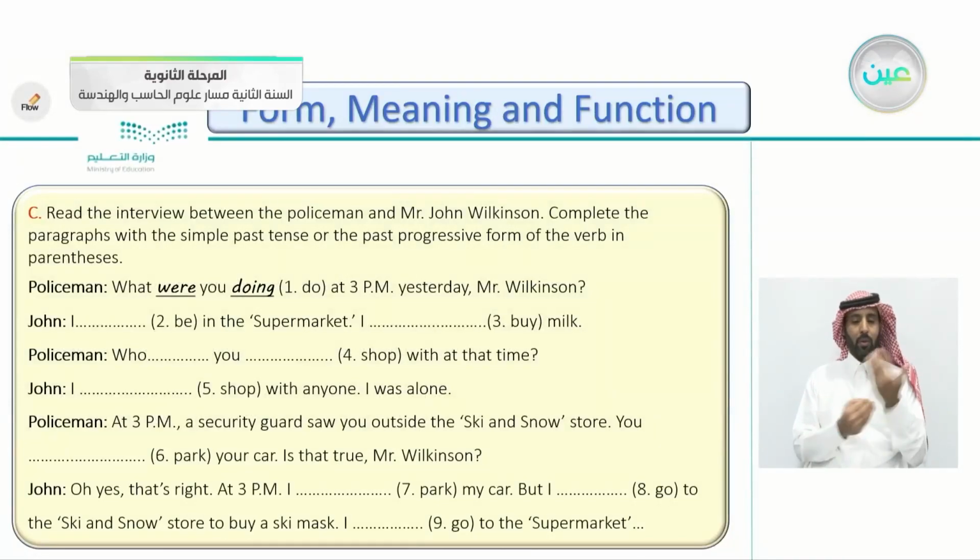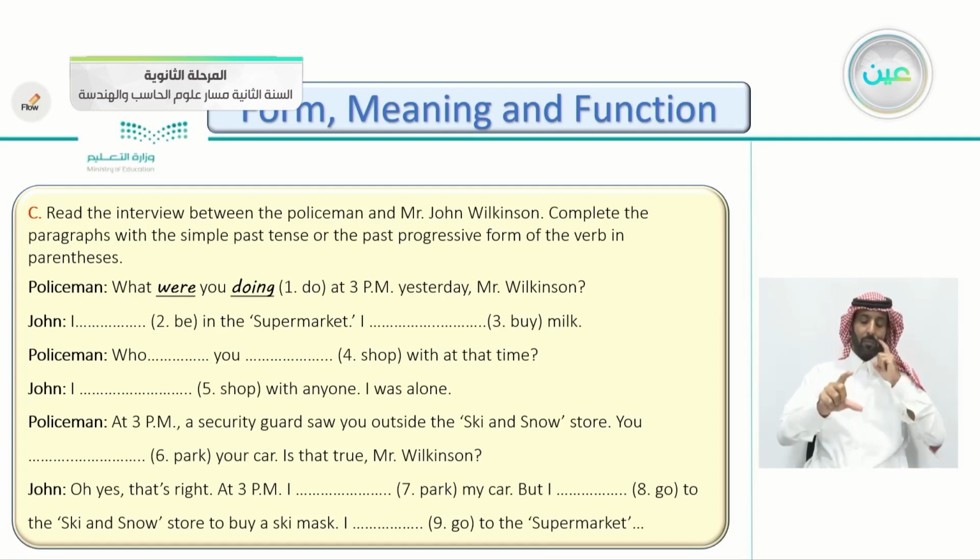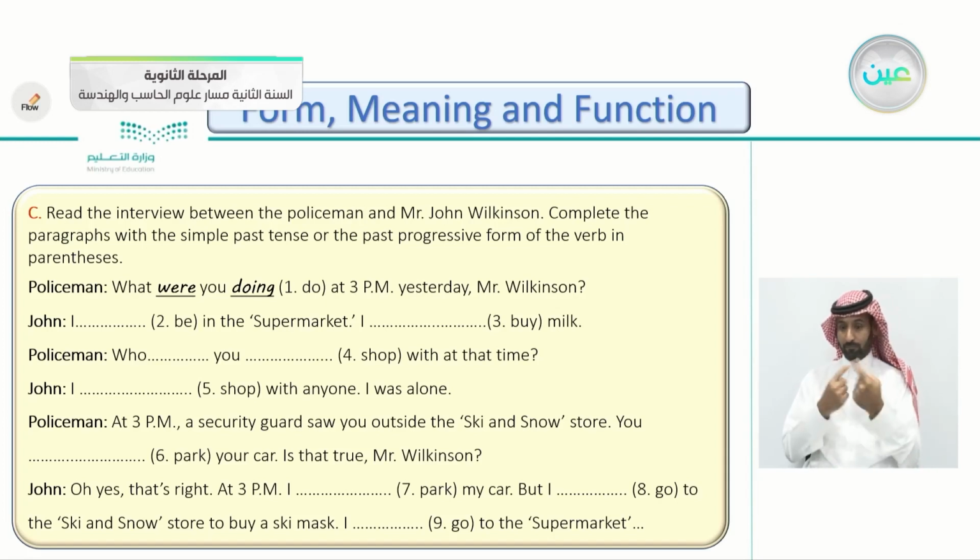So let's take some exercise here. Read the interview between the policeman and Mr. John Wilkinson. Complete the paragraphs with the simple past tense or the past progressive from the verb in the parenthesis. This is a conversation between the policeman and John. What were you doing? The first one is done for you.